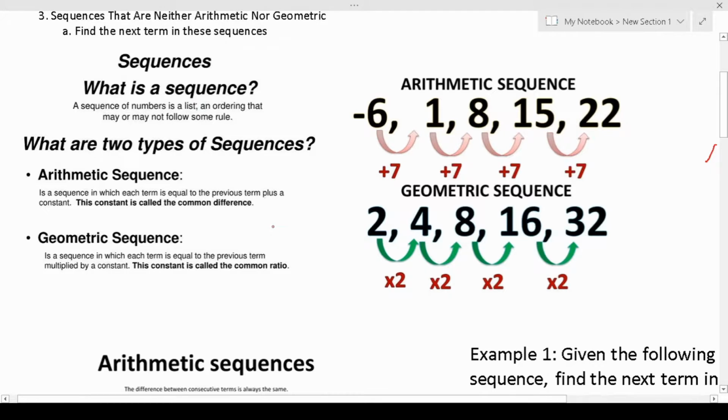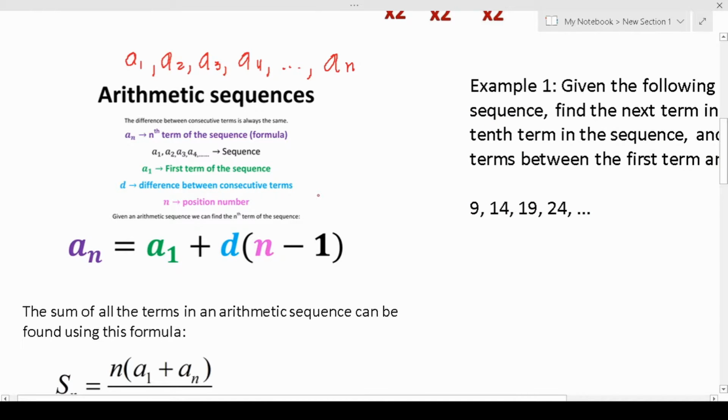Now let's take an in-depth look at arithmetic sequences. All right, so let's go ahead and take a closer look at arithmetic sequences. And as you may recall, our objectives are to find any term in an arithmetic sequence, as well as find the sum of all the terms in an arithmetic sequence. In order to find any term in an arithmetic sequence, we use this formula, that is a_n equals a_1 plus d times (n minus 1).